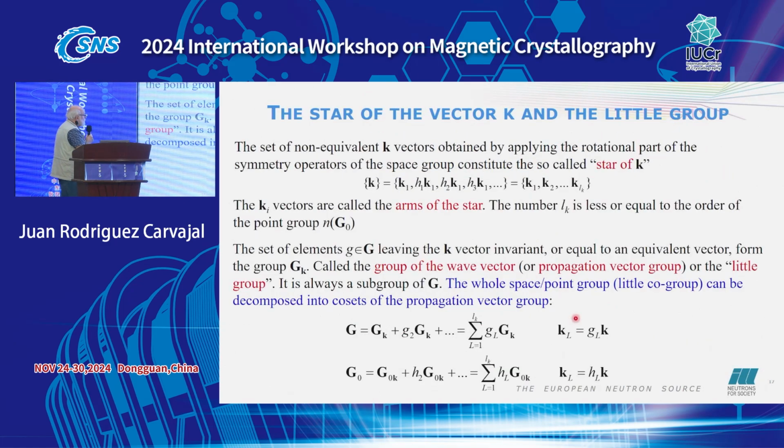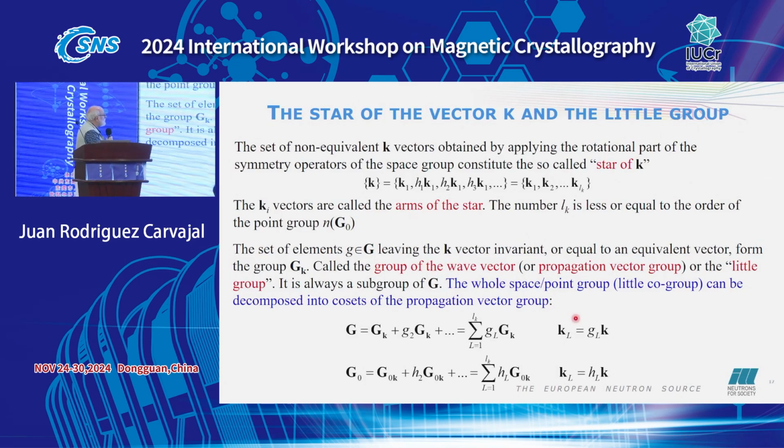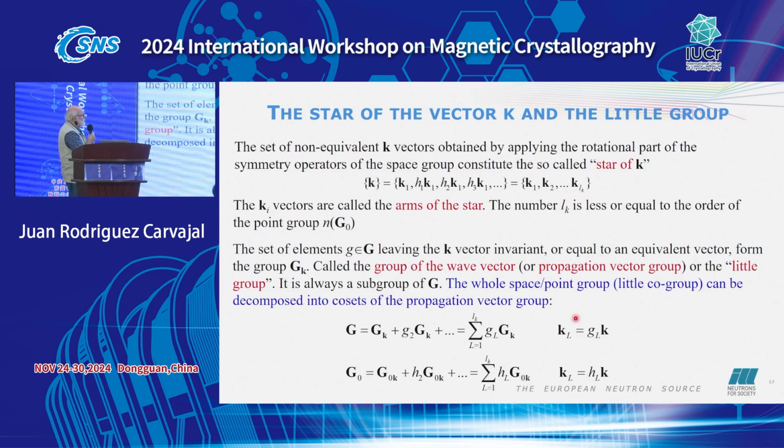One important concept also in the theory of representation analysis is the concept of the star of K. The star is because you have seen before in the presentation of Branton several K vectors that, when you apply symmetry operators, have the aspect of a star, because you have rays going from the origin outside, and then you have the different Ks. Then this is the star of the K vector.